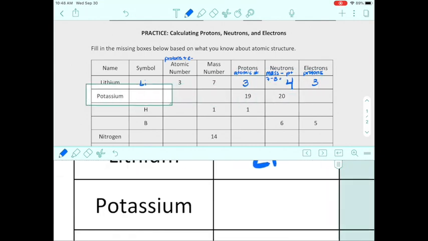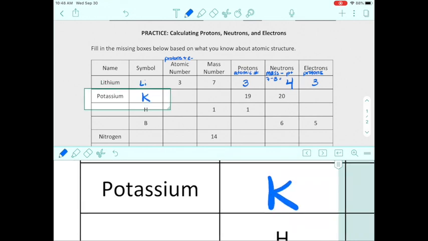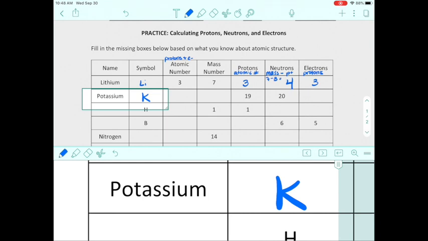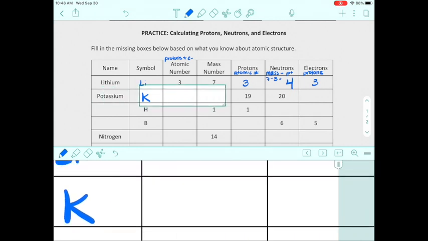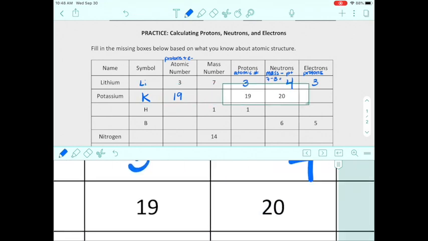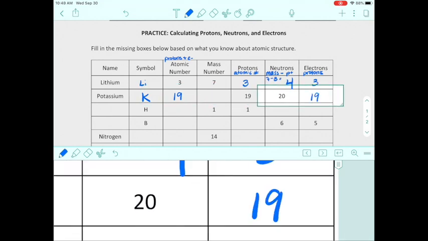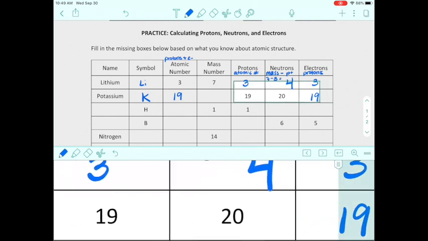Potassium. Potassium has a tricky symbol, so I'll let you think about it for a second. It is K. Potassium is K. And the information that we have, we know protons and neutrons. So for this one, we don't even need the periodic table yet. We have everything we need. So protons, remember, that is going to be the same as the atomic number. So for potassium, it has 19 protons, so the atomic number is 19. And remember, that's also the electrons.